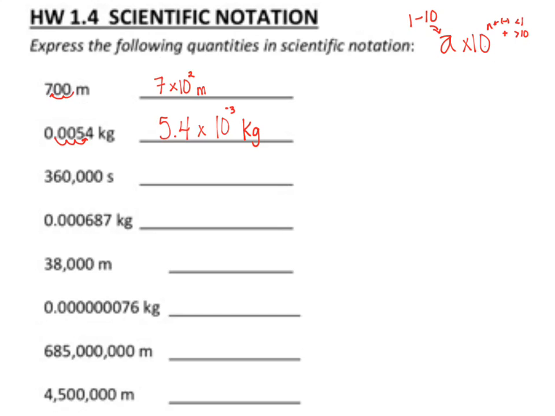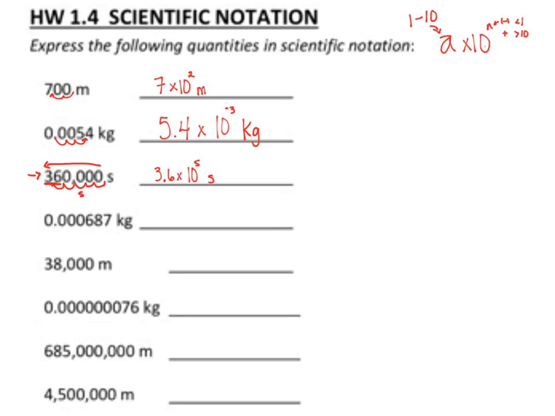Here we have 360,000. Again, I'm going to start at the very end: 1, 2, 3, 4, 5. So I moved it over 5 places. My number is now 3.6 times 10 to the power of 5, and my unit is seconds. To double check yourself, the decimal point is absent, so we go from right to left. The first non-zero number is a 6, so here we have 2 significant figures. My answer also has 2 significant figures.